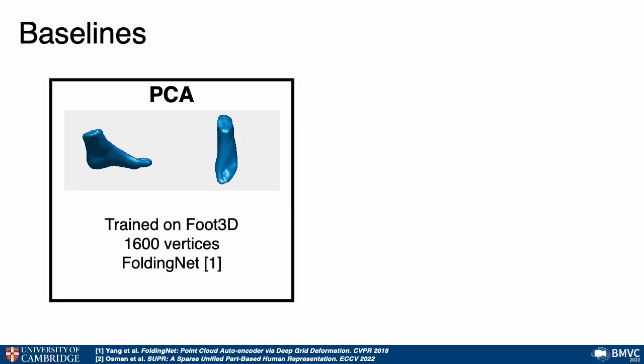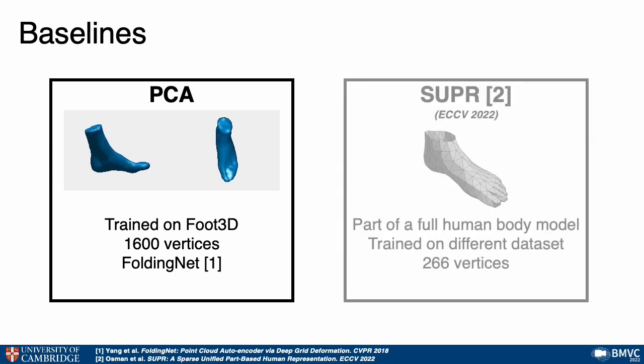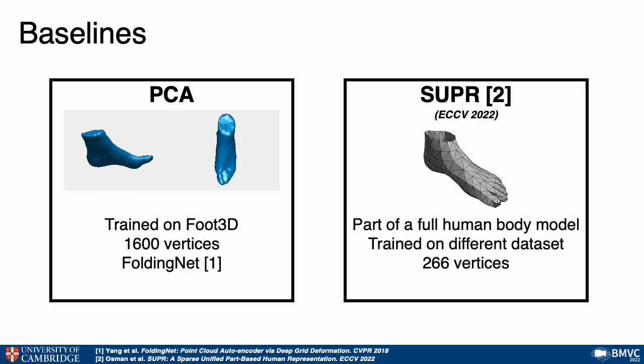We evaluate our model by comparing to two baseline models. The first, a PCA model constructed from our Foot 3D dataset, with vertex correspondences learned by training FoldingNet, a network to fold a 2D plane onto our scans. And the second, Super, a model released at ECCV this year to form part of a full body model. This model contains a rigged skeleton and models shape and pose.